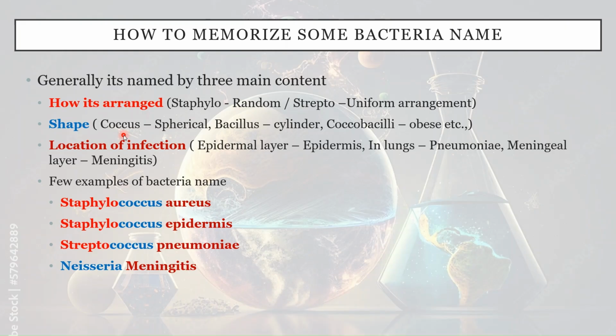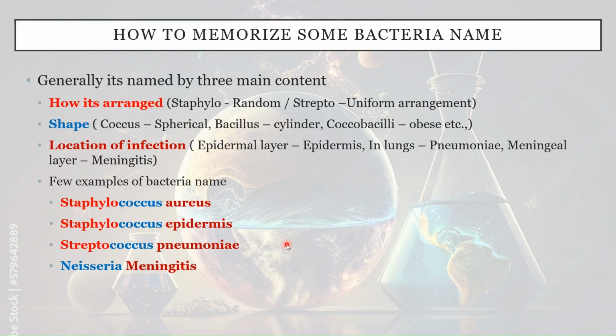Suppose the bacteria is producing infection in my epidermis layer, then the name of the bacteria is Staphylococcus epidermidis. And if the bacteria is available outside the body, then the name of the bacteria is Staphylococcus aureus. And if this bacteria is producing effect inside my body, then it is called Streptococcus pneumoniae. And if it causes meningitis, then it is called Neisseria meningitidis.